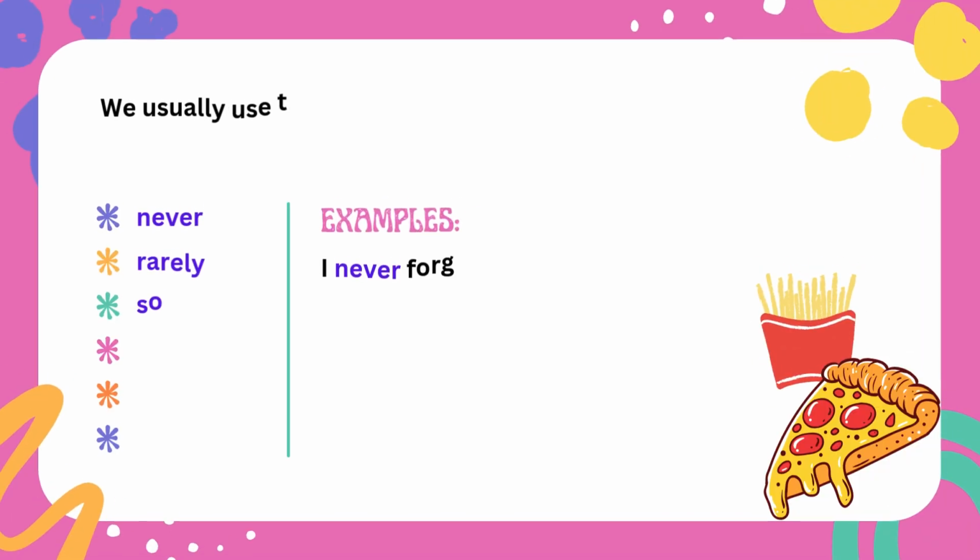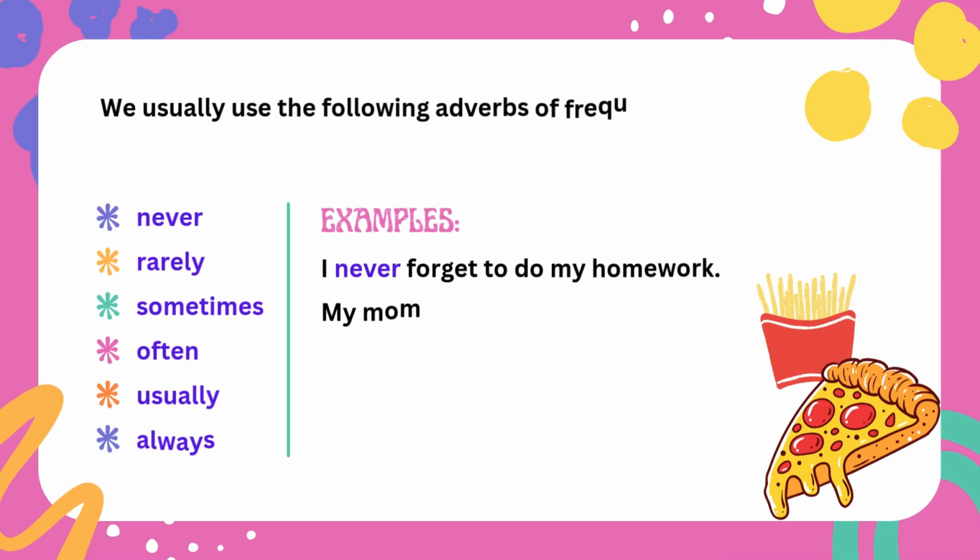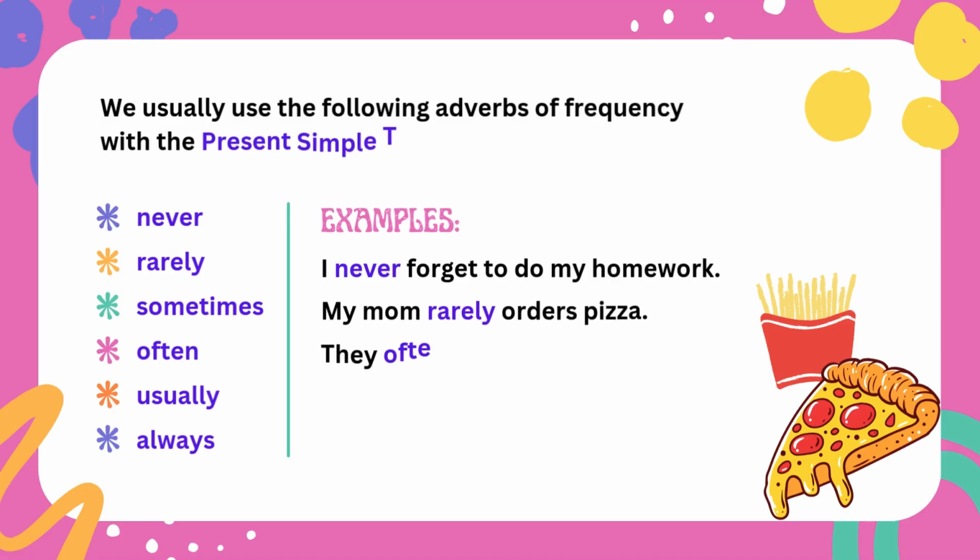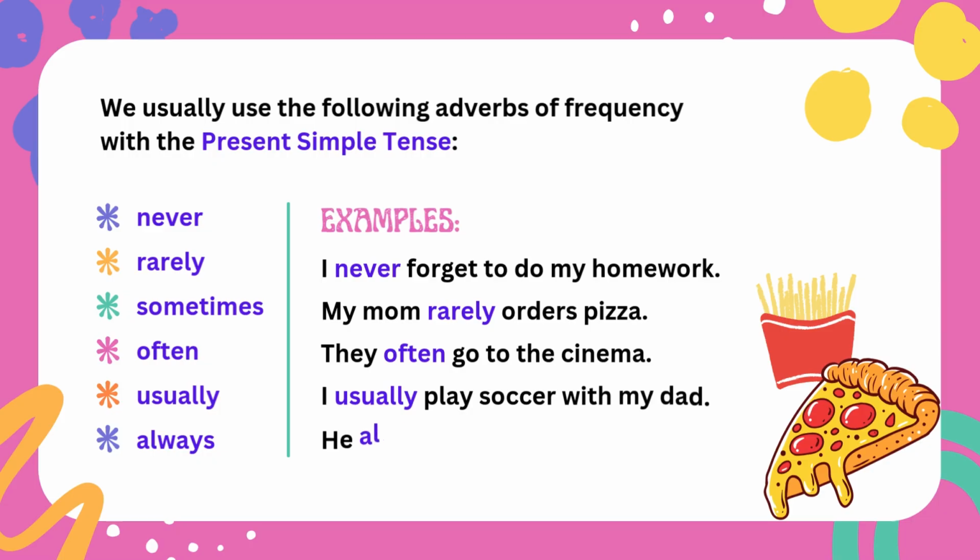We usually follow the following adverbs of frequency with the present simple tense: never, rarely, sometimes, often, usually, always. For example, I never forget to do my homework. My mum rarely orders pizza. They often go to the cinema. I usually play soccer with my dad. He always studies hard before the exam.